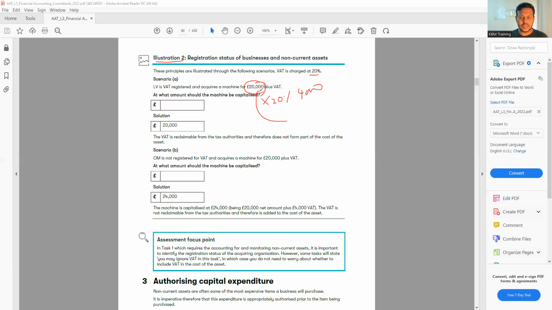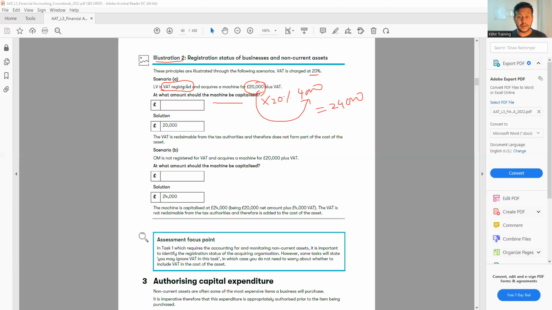So the total he paid to the supplier is 24,000 for this machine. He needs to pay 20,000 for the machine and 4,000 for the VAT, which is 20% of 20,000. At what amount should the machine be capitalized? Now the question says, the first scenario, VAT registered. This is a VAT registered business.